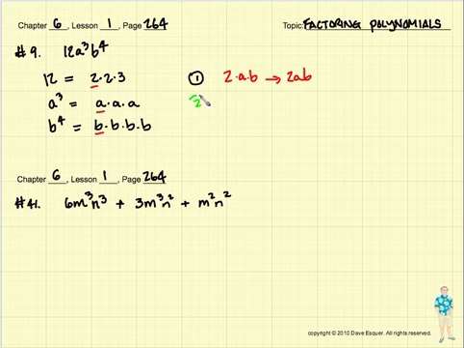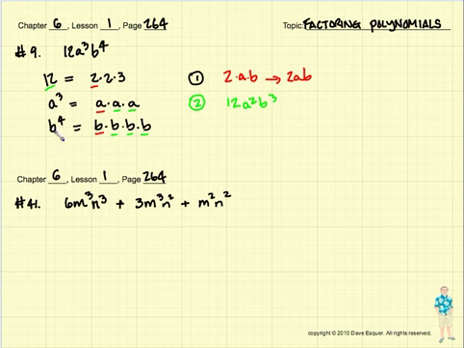Maybe another factor might be, I might want to use the entire 12. 12, maybe use a and maybe use b, b, and b. So my second one might be 12 a squared b to the third. And all of these are factors of 12a cubed b to the fourth.